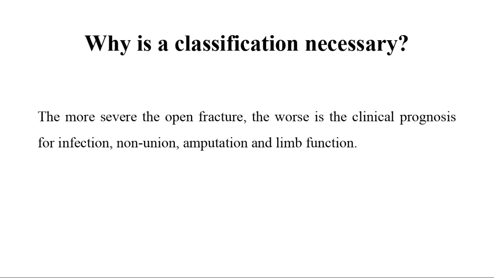So the reason you need to know the classification is that the more severe the open fracture, the more severe the wound, the greater the number of fragments, the more severe the damage to the periosteum, all of that will lead to a worse prognosis. So the infection can be worse, the incidence of non-union higher. Sometimes patients end up with an amputation, or an amputation is the preferred treatment, but all of that ends up affecting limb function.